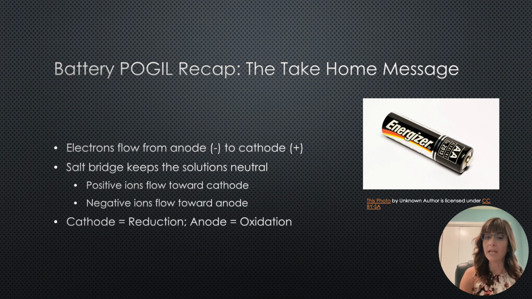Likewise, in the anode, the electrons are leaving the solution, and that starts to make that solution kind of positive. So the negative ions will flow toward the anode. And remember, cathode goes with reduction, anode goes with oxidation.